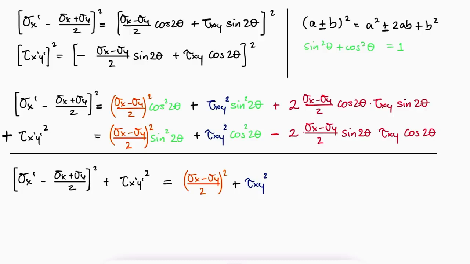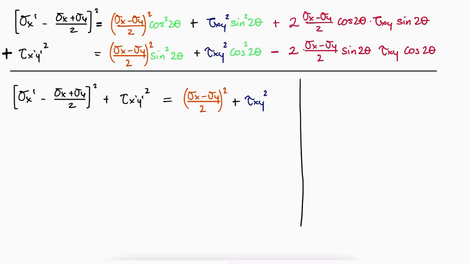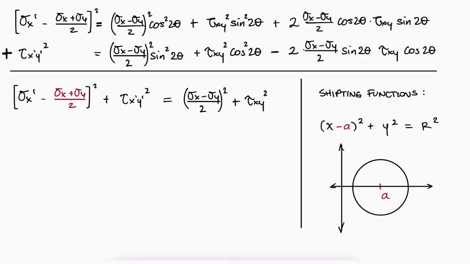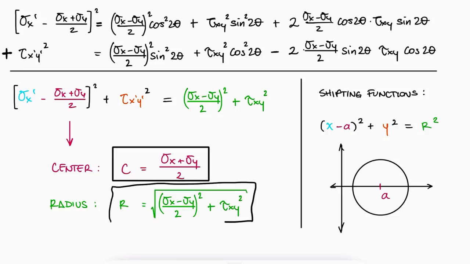One last concept to remember from algebra is how plots of functions can be shifted left and right by adding or subtracting from x. For example, x minus a instead of just x in the equation of a circle would be a circle that is shifted a to the right. And this is exactly what we have in our resulting expression. Sigma x prime is the x variable, tau x prime y prime is the y variable, the shift a is the location of the center of the circle, and the radius is the square root of the right-hand side.